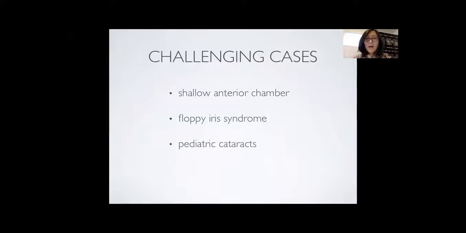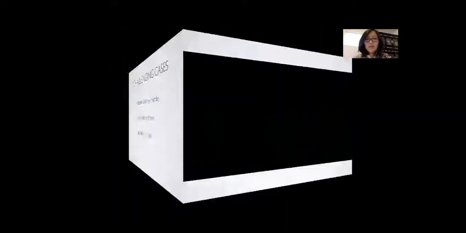So when do we modify? I modify based on challenging cases. So shallow anterior chamber, floppy iris syndrome, pediatric cataracts. So I'll just show a few examples.